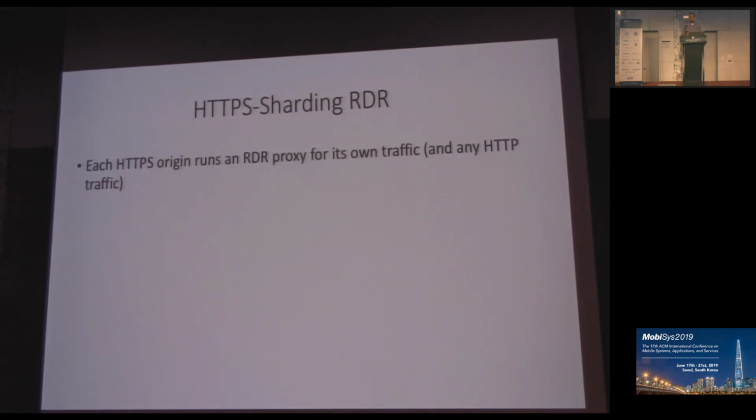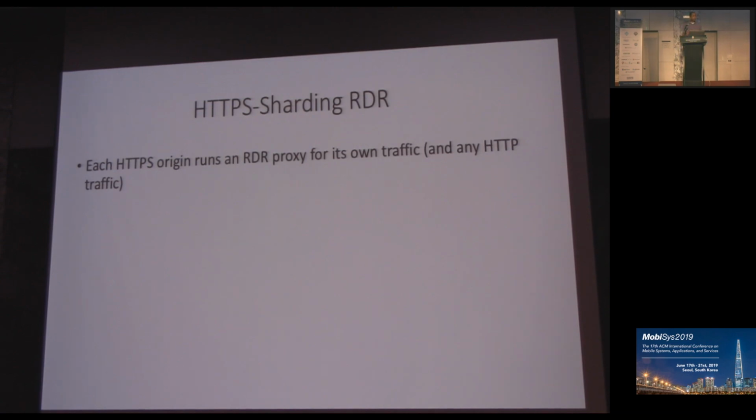And so clearly these results pose a tricky trade-off. As I mentioned, RDR can either achieve high performance and sacrifice security, or they can preserve security with minimal performance gains. And so to ease this tension and to get both high performance and security preservation, we developed a new RDR scheme called HTTPS sharding. And so with HTTPS sharding, intuitively, each HTTPS origin runs its own RDR proxy, which can serve HTTPS content that it owns, as well as HTTP content from any origin.